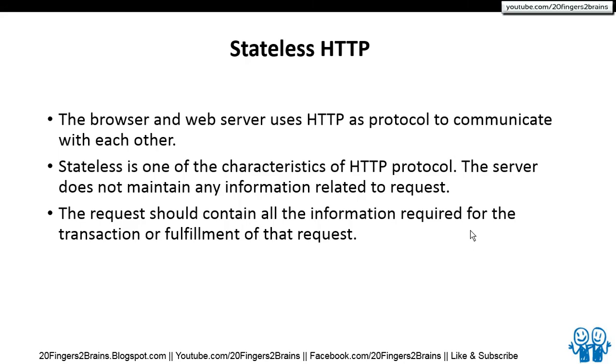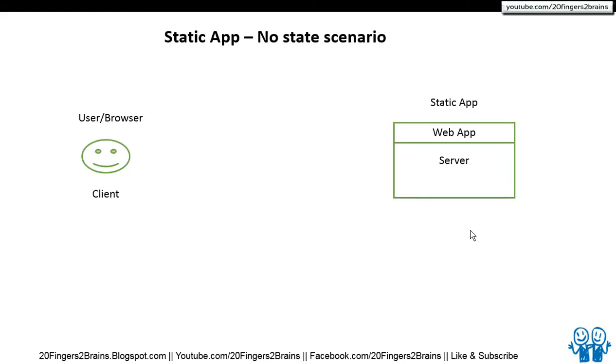So the same scenario we'll see through an example. In this example, I have a user and a static app. A static app is something which has static pages and it has the same response for each and every user and each and every request. So you basically request page 1 from the application, the application processes your request and gives you page 1 as a response. In this case, there's no need to maintain any state since it's a static app.